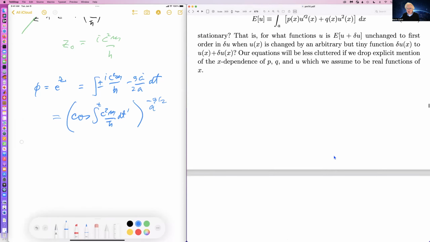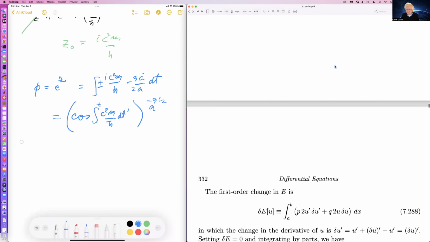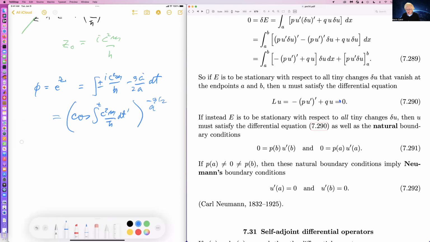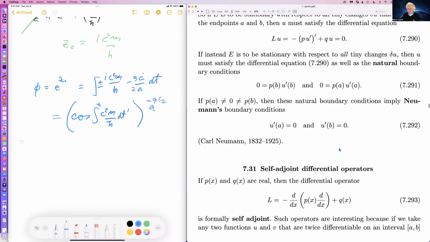You see, and of course the stationarity of the energy is the condition that the energy be maximal or minimal. And so to find the maximum energy or the minimal energy of a certain system, we need to have it satisfy a certain equation of this form. And that's what's called the self-adjoint form of the differential equation. You see, it can have a linear term in it, but the linear term has to look like this.